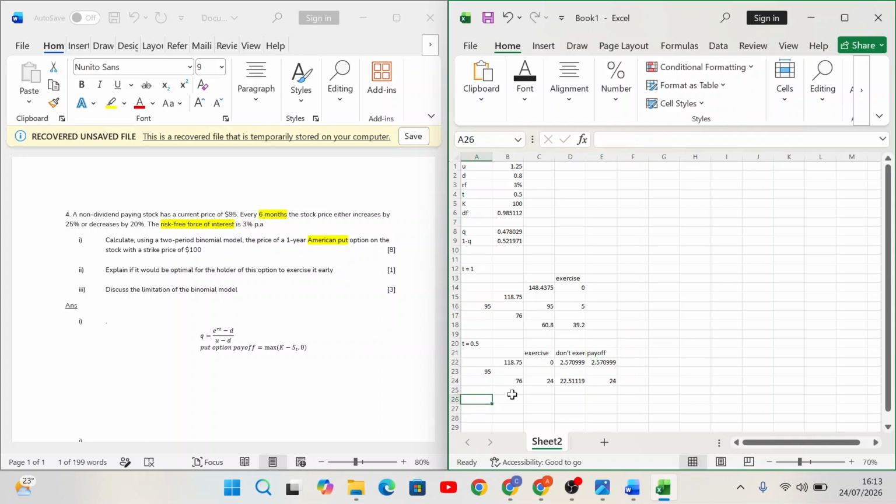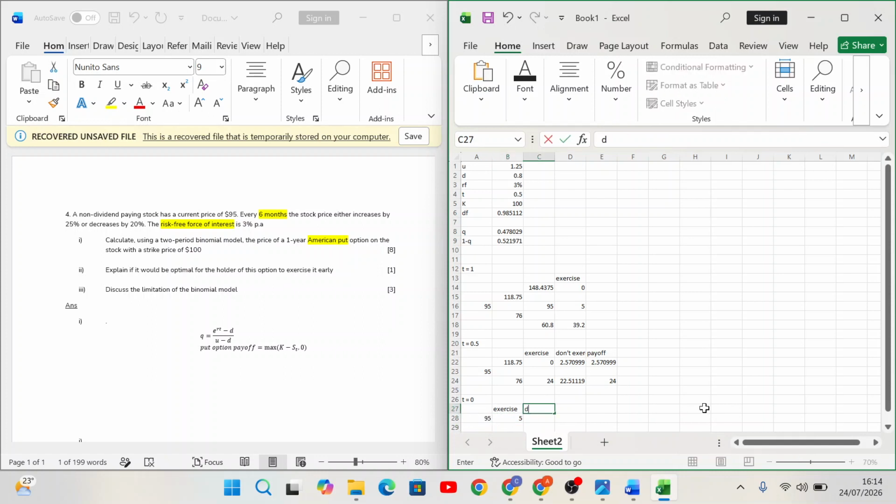As we had mentioned earlier, this is an American put option, so we also have to investigate at time 0. So at time 0, it's 95. If we exercise, the payoff is the maximum of K, which is 100, minus ST, which ST now is S0, or 0. We get that. So if we exercise, the value of the option at time 0 is 5.